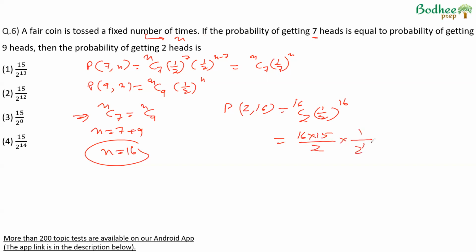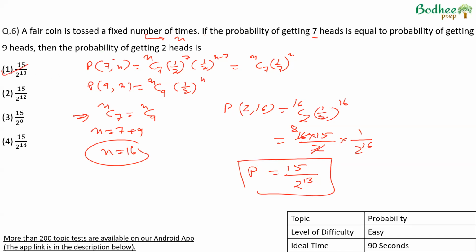into 1 by 2 raised to power 16. This is 8, 2 cube, cancel out. So 15 upon 2 raised to power 13 will be the required probability. That will be 2 cube, cancels out here. Option 1 becomes the answer. I think direct application of the formula, so easy, about a minute and a half to solve.